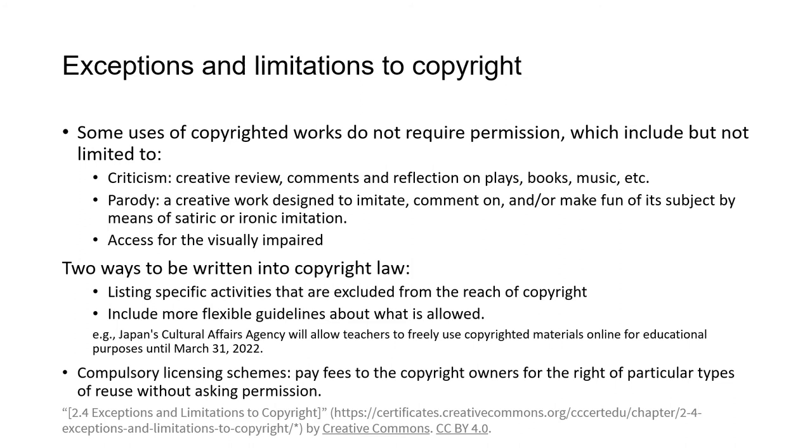Copyright laws are rigid, but not absolute. The design of copyright laws often leaves space for exceptions and limitations. Some purposes are exempted as acceptable activities under the copyright protection scope. These activities include, but are not limited to, criticism of artistic works, parody, and access for the visually impaired. In Japan, teachers can freely use copyrighted materials online for educational purposes until March 2022. This is one typical example of an exception in the copyright laws. These exceptions and limitations are either clearly written as a list of activities in the copyright laws or exist in flexible guidelines besides the copyright laws.